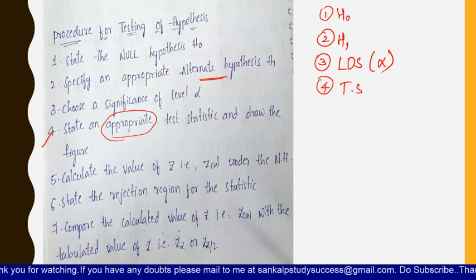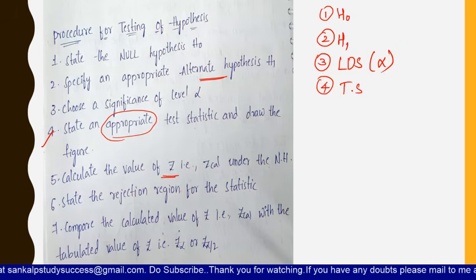That means we are going to have 4 different types of problems. So you first have to identify which type of problem is given, so that you can easily apply an appropriate test statistic. Then we are going to calculate the Z value under the null hypothesis. From where do we calculate the Z value? From the test statistic. Now state the rejection region for the test statistic. We are going to state the rejection region in the 6th step.